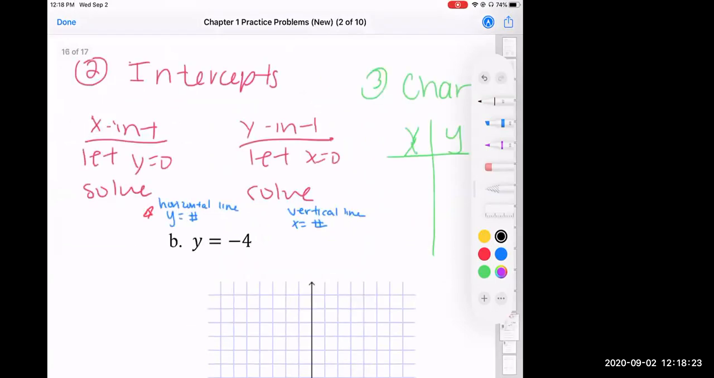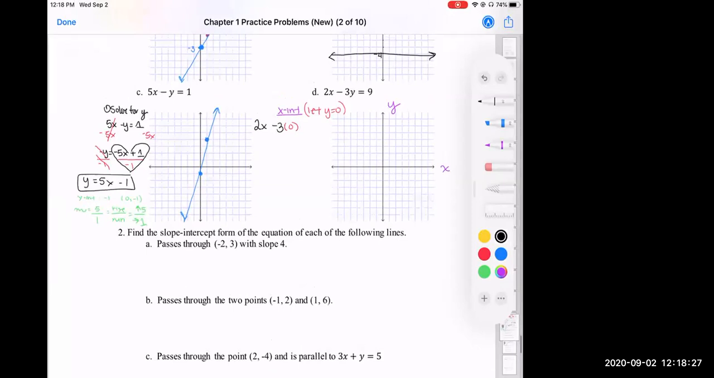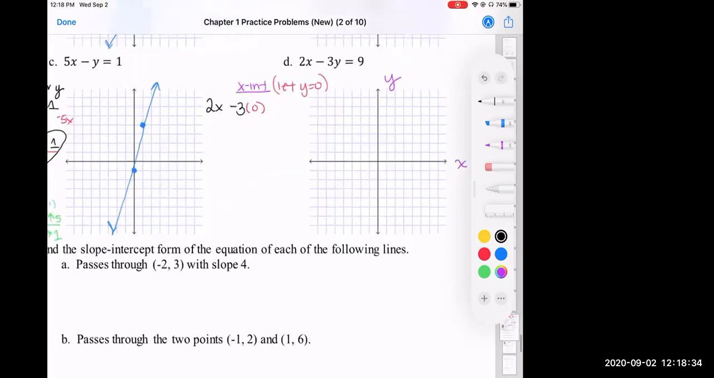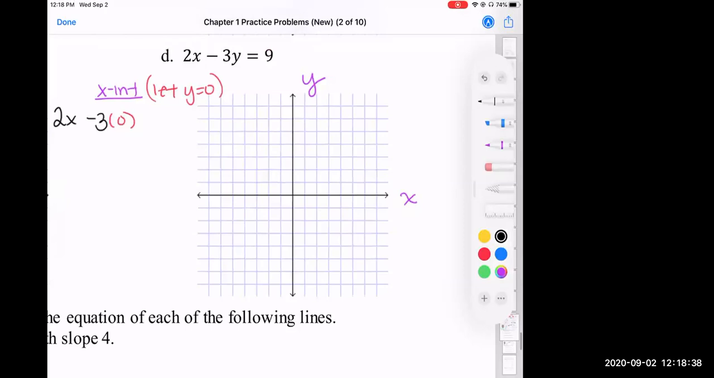All right, so we have 2x minus 3, and then we're going to multiply by 0, is equal to 9. I need to be careful with my hand. I have a little wrist stress.